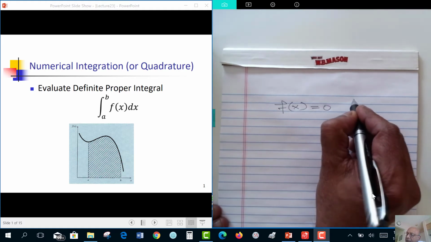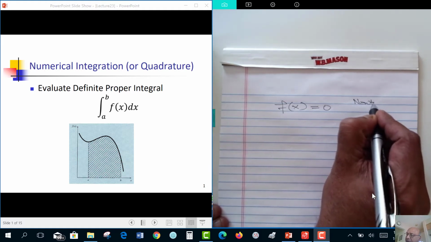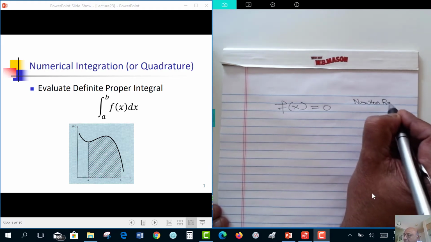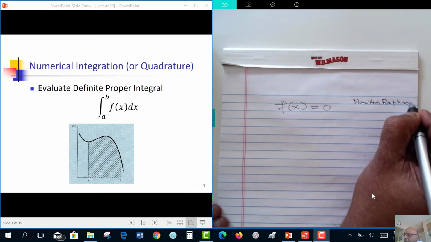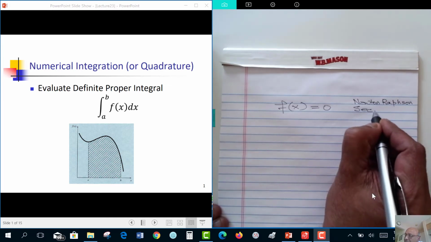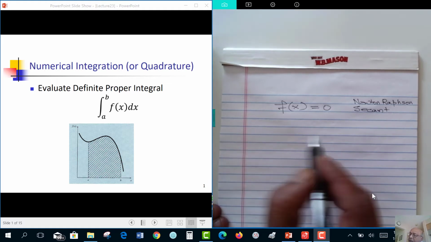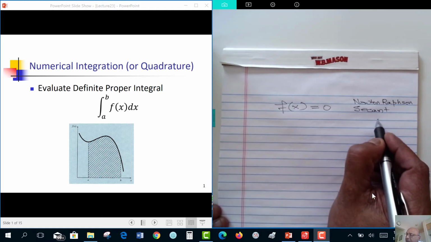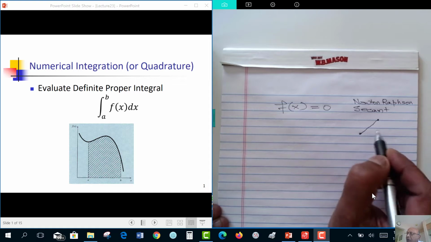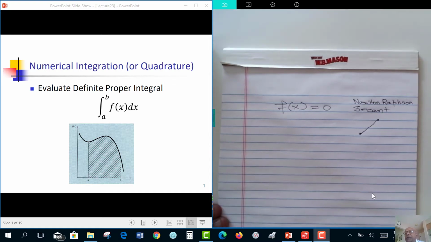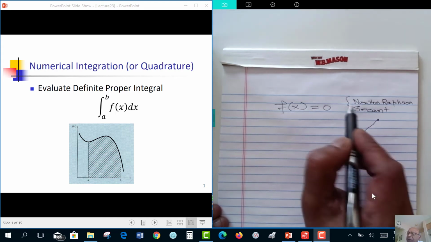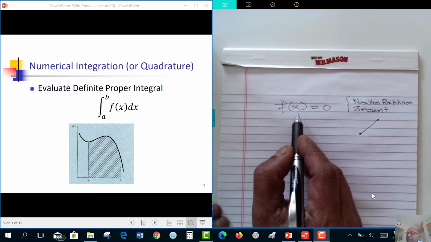And prominent methods we looked at were the Newton-Raphson method and the secant method. What we did in both these cases is we used either the slope or a line connecting 2 points, as in the case of the secant method, doing an interpolation. So in both these cases, we were linearizing the function in some form in solving it.